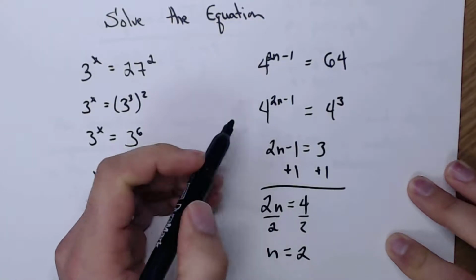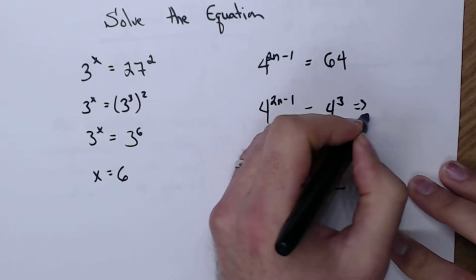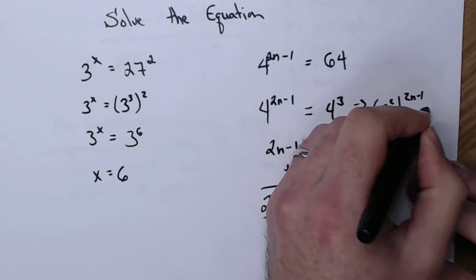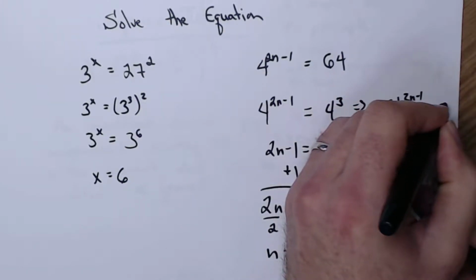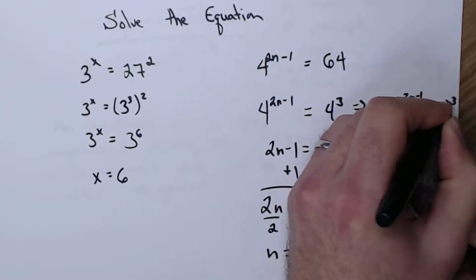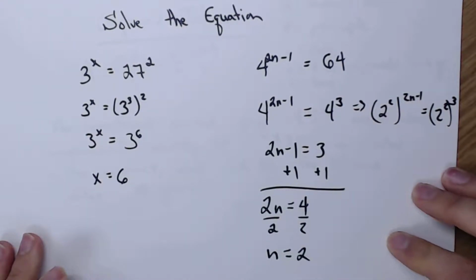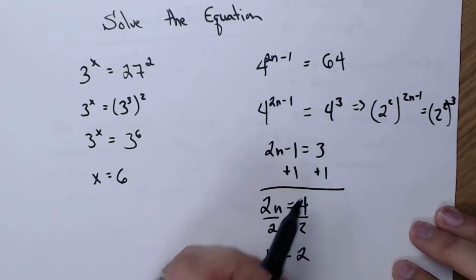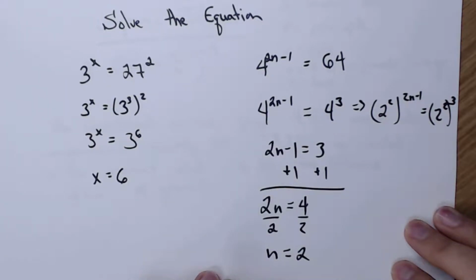We could have also gone one step further and gotten everything to a base 2. So that would be 2 squared raised to the 2n minus 1 equals 2 squared then raised to the third. And then we could simplify that one down the same way. But the nice thing is we didn't have to go quite that far. We could leave it at just the 4.